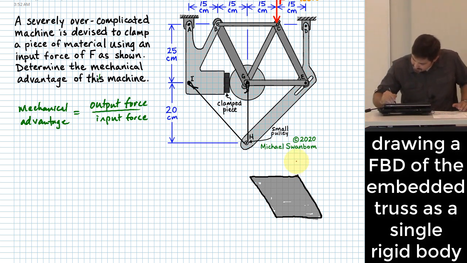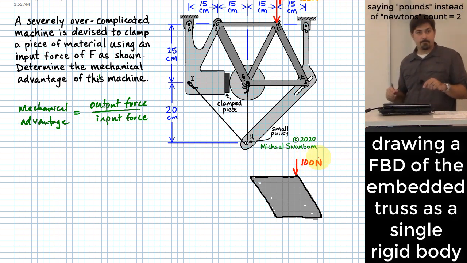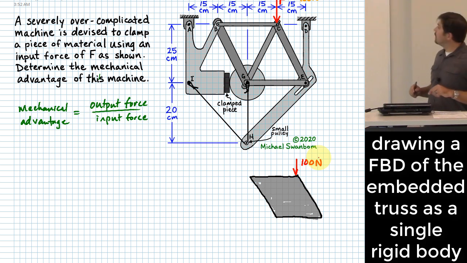F. That's an easy one, right? We've got this force acting up here of 100 pounds. Newtons, I did it again. 100 newtons. So that's one of the forces that acts on here. Anything else?